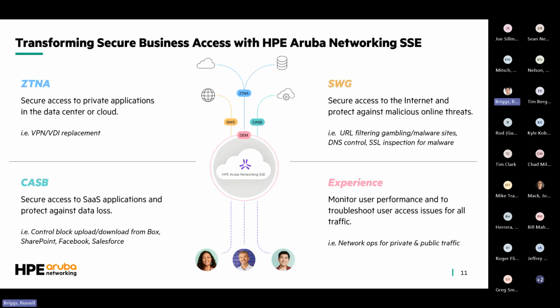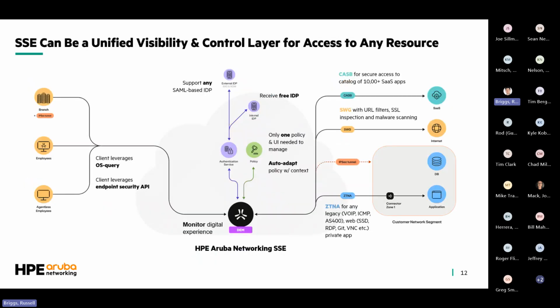There's even optical character recognition that can happen in the background, so that if you had an image with PII in it, we could still detect that. And then, of course, as I mentioned earlier, the digital experience monitoring piece, helping understand how well your users are performing, is critical here. So looking at the workflow here, on the left-hand side, you've got clients, branches, employees, agentless employees.